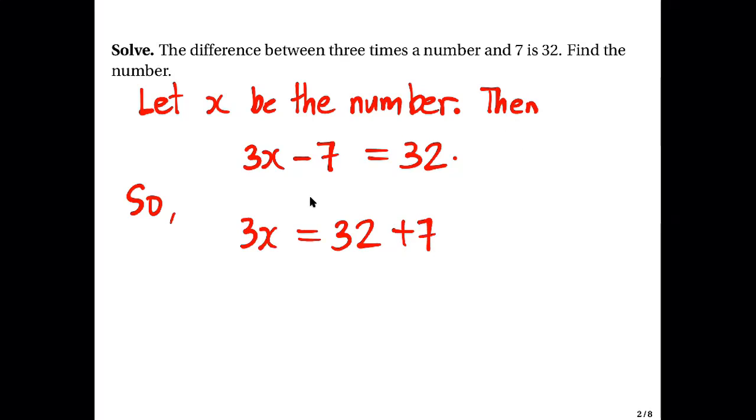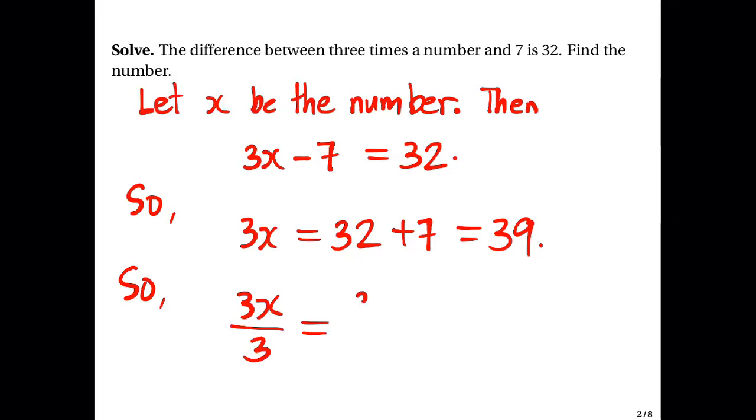So we skipped some steps here, and it's fine, meaning we actually skipped the fact that we added 7 on both sides of the equation. Here we have 32 plus 7, and we know that it is equal to 39. So now we have 3x equals 39. We can compute for x. Here we divide both sides of the equation by 3. So you have 3x divided by 3 equals 39 over 3, and 39 over 3 is equal to 13.